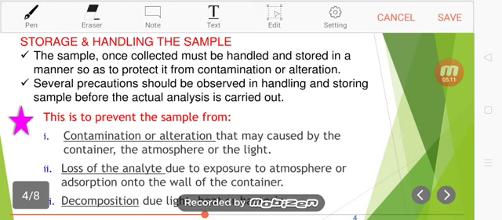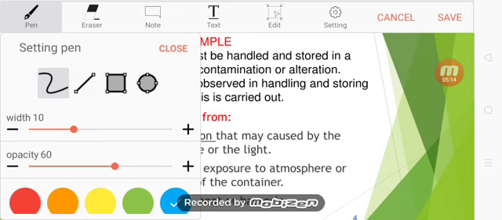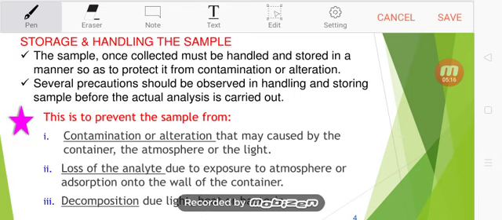This is to prevent the sample from contamination, right? Prevent the contamination or alteration that may be caused by the container, the atmosphere or the light. And the second one is loss of the analyte due to exposure to the atmosphere or absorption onto the wall of the container. And the last one is decomposition due to light, heat or bacteria, right? So you need to know this, because some of your samples are actually unstable.